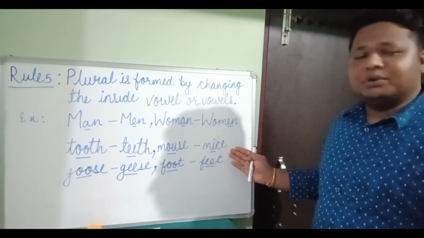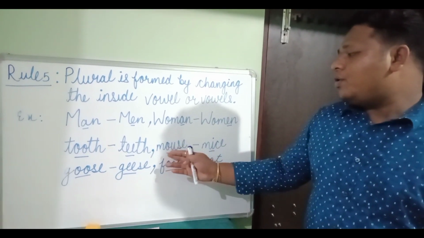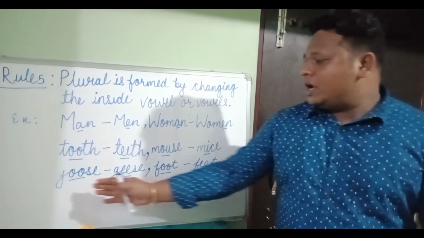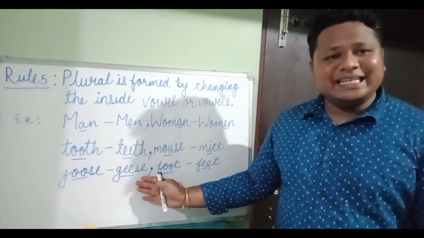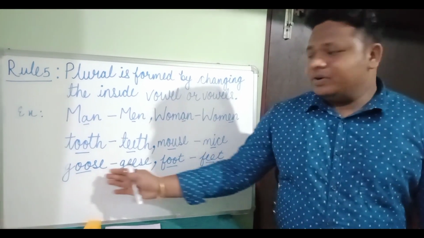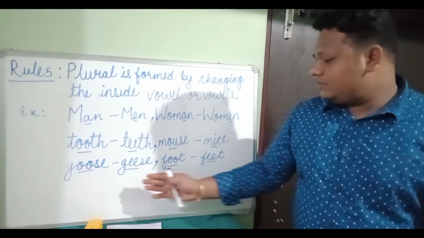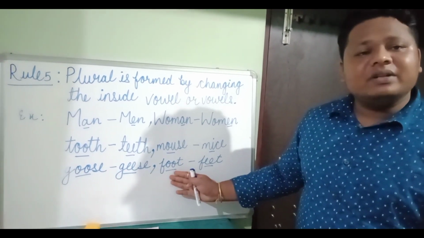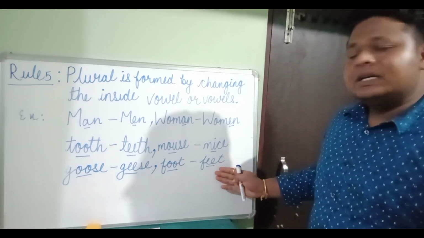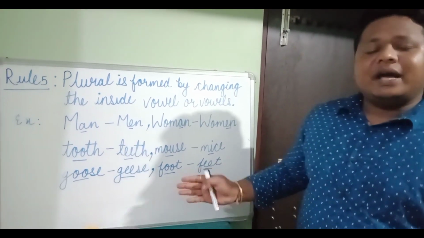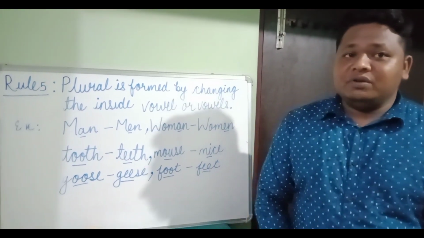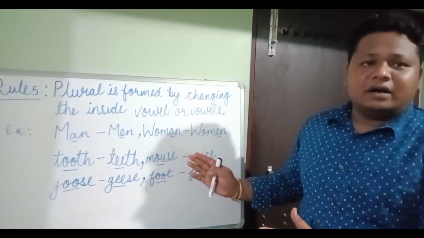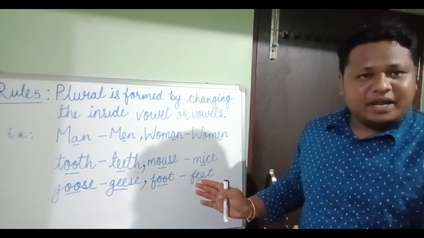Mouse, the plural is mice. The O and U vowels are changed to I. Goose, the plural is geese. The double O is changed to double E. Foot, the plural is feet. Again the double O is changed to double E. As I told you in the beginning, there is no rule for it, so for such nouns, you have to learn their plural forms.